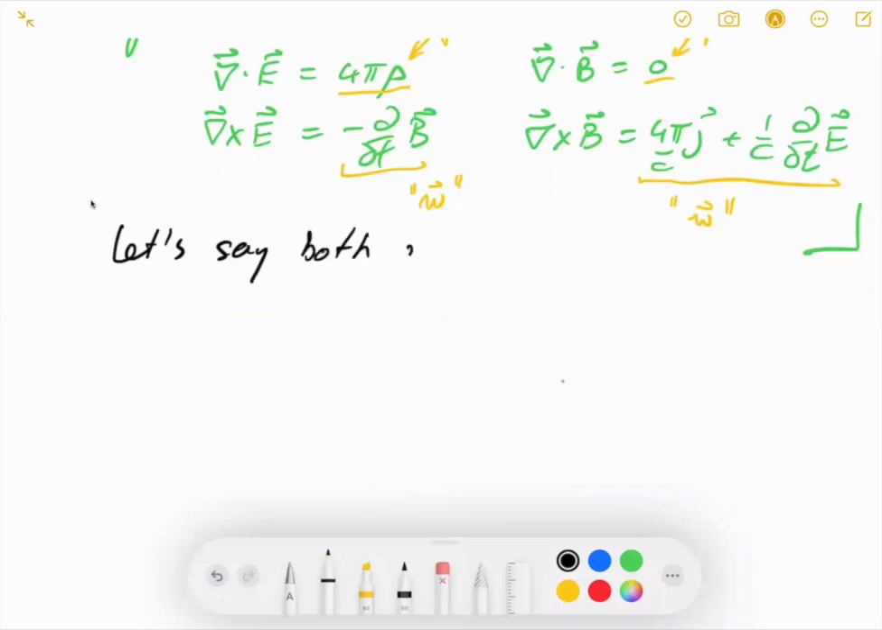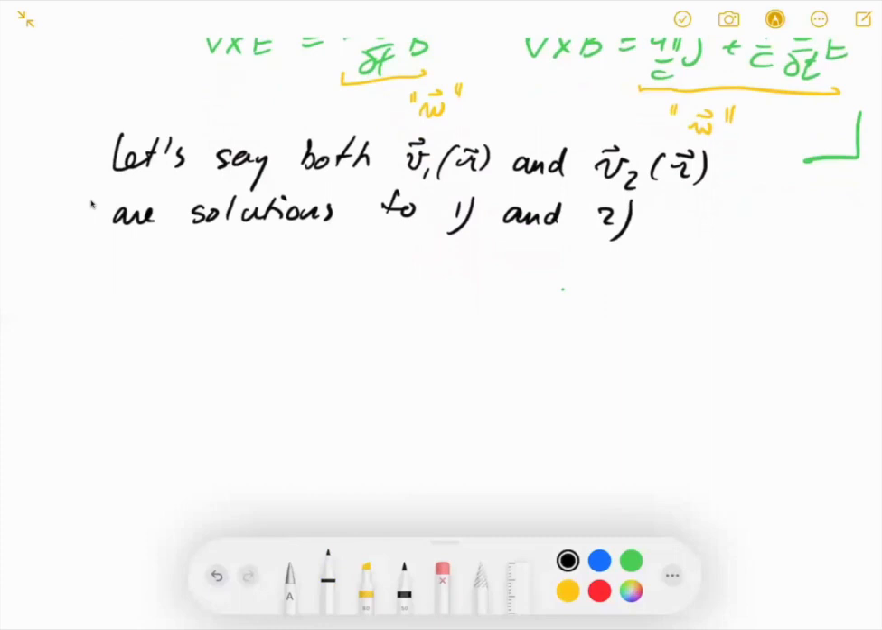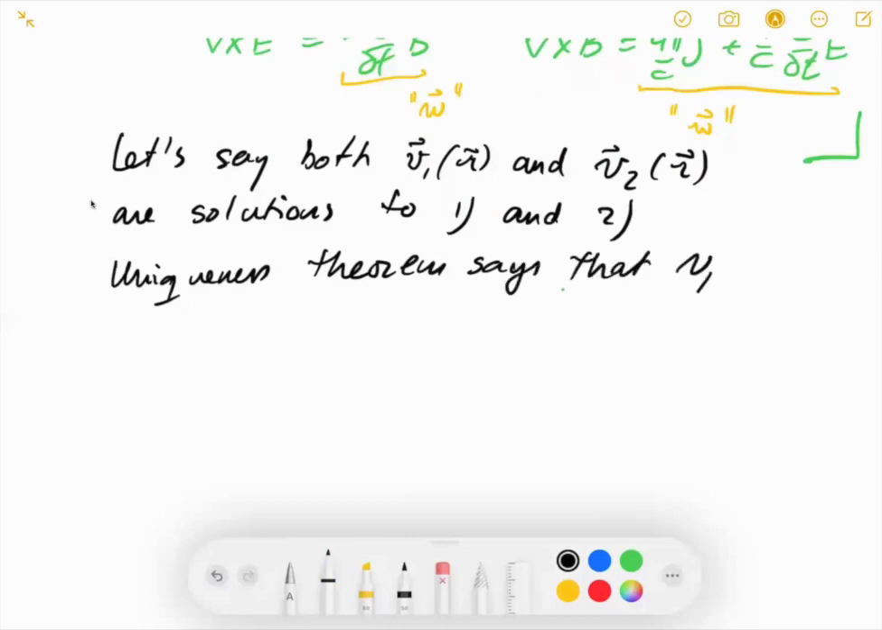So we'll say, let's say both V1, which is a function of R, and V2 as a function of R are solutions to 1 and 2, then that means that the uniqueness theorem says that V1 must be equal to V2.